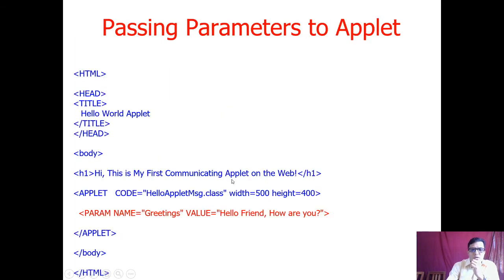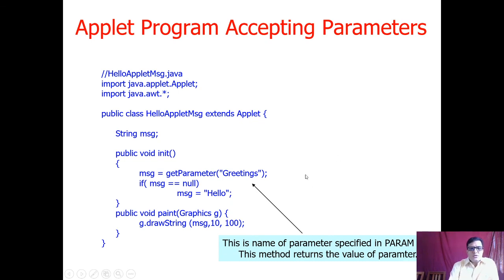Hello friend, how are you? So what is the value I'm accessing in greetings? Hello friend, how are you? Where am I storing it? In message. If message is equal to null, no, because it consists of the message hello friend, how are you? Hence it will skip. Now you are displaying g.drawString. The message is hello friend, how are you? It will display at the 10, 100 location.